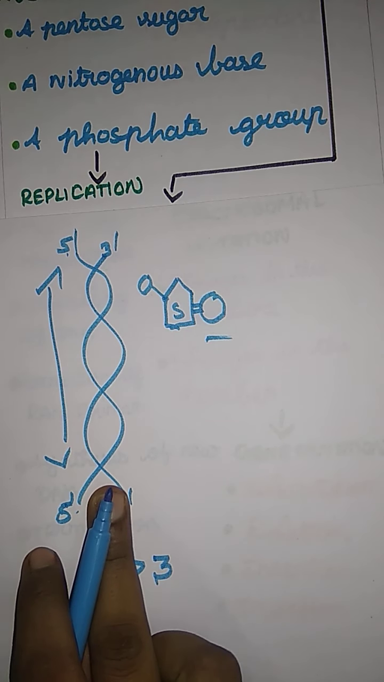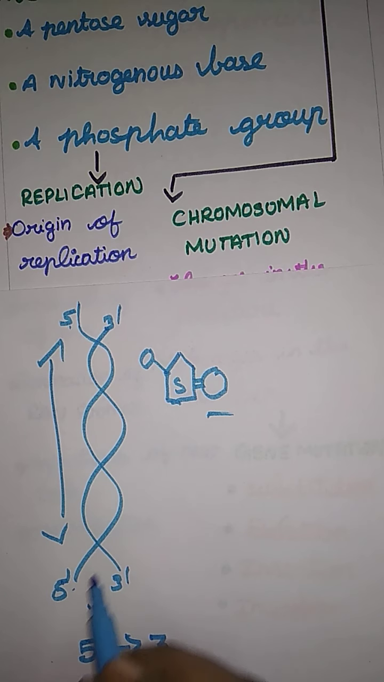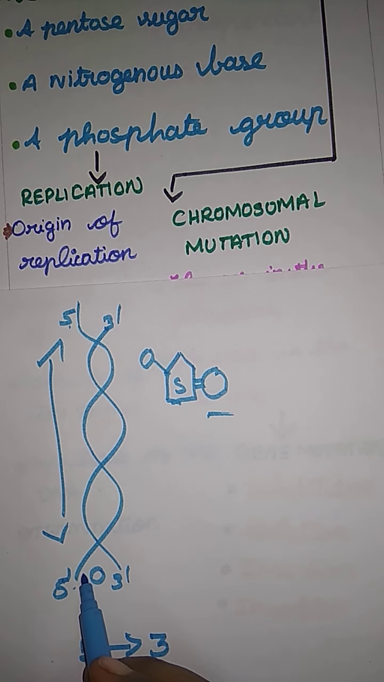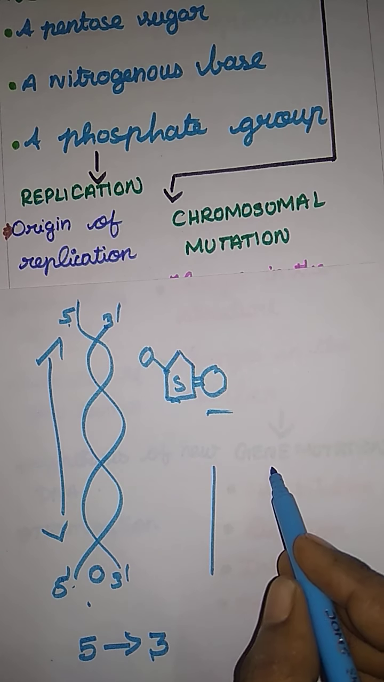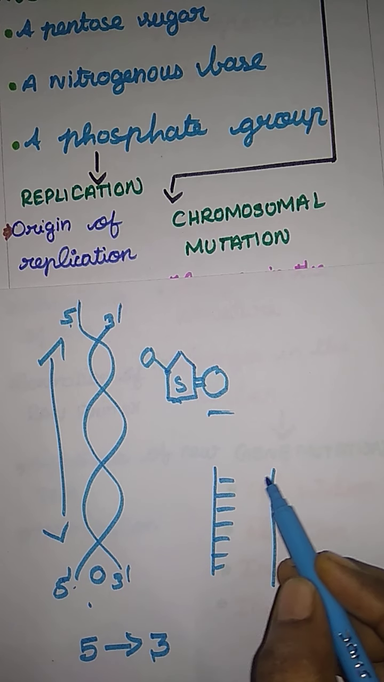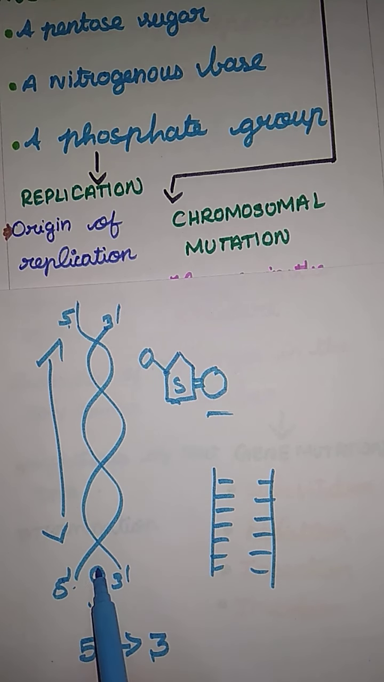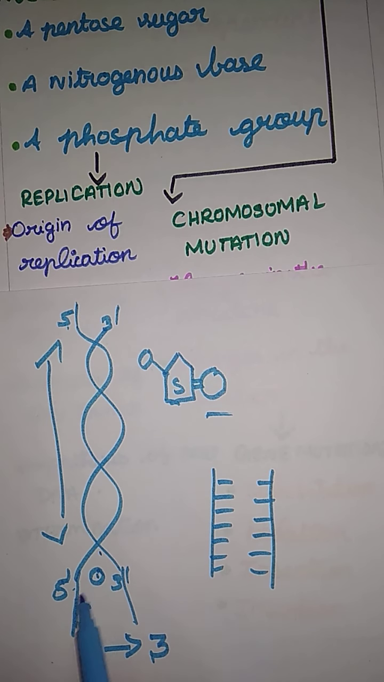Now they go for replication. In replication there is the origin of replication. This is the starting point where the double helix separates into single parent strands. The twisted form of the parent DNA separates. That is the origin of replication, where they separate as individual strands.